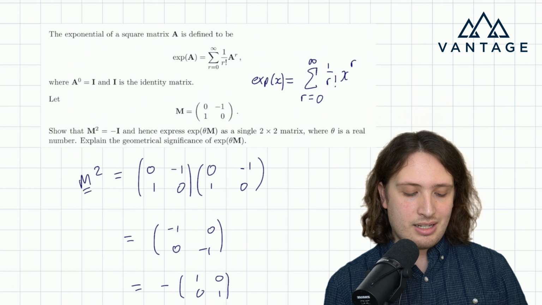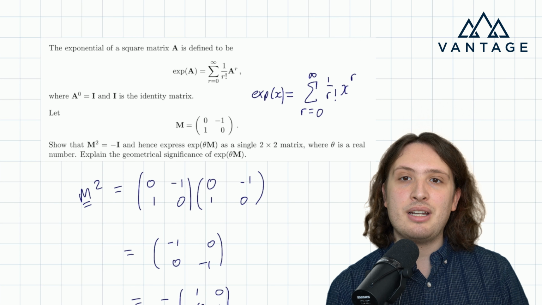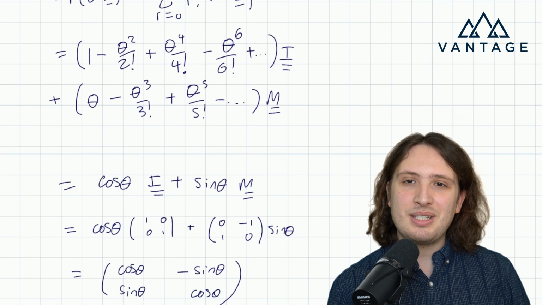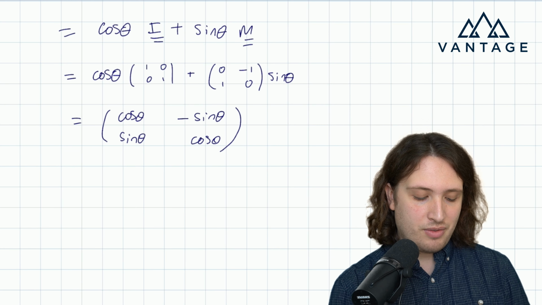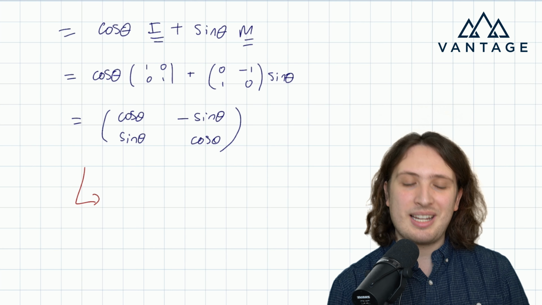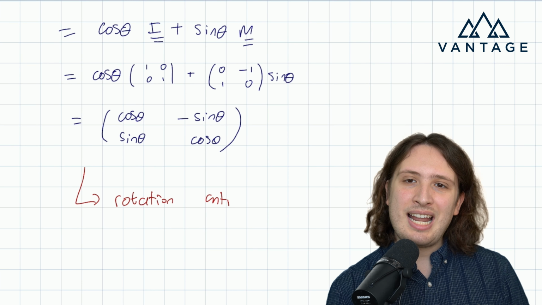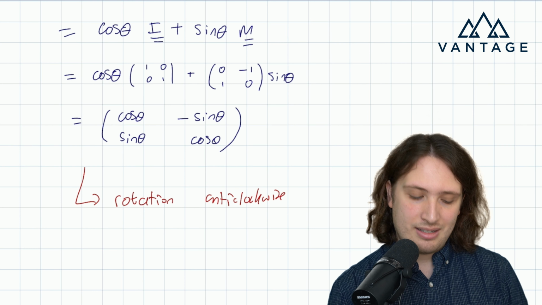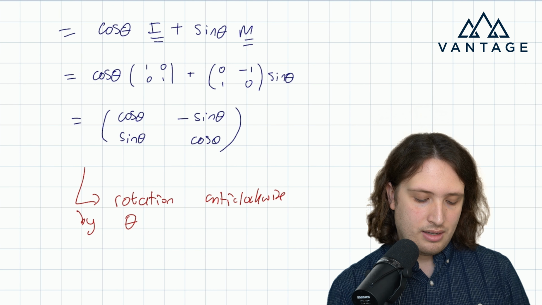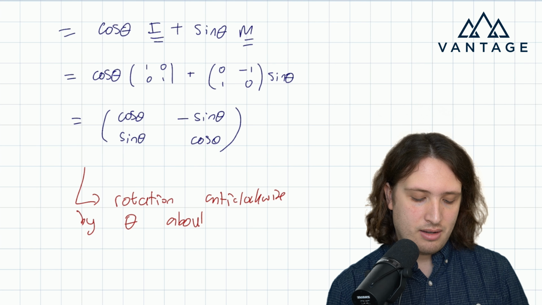So the last thing they ask us to do, other than computing this exponential, is explaining the geometrical significance. Well, if we've revised matrices at all, we should recognize immediately that this is a rotation anti-clockwise by theta about the origin.